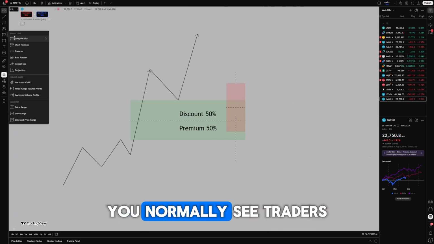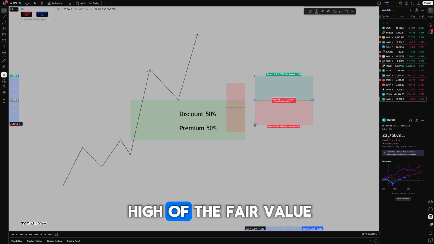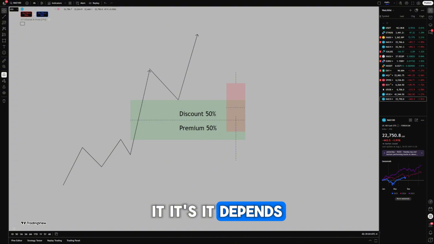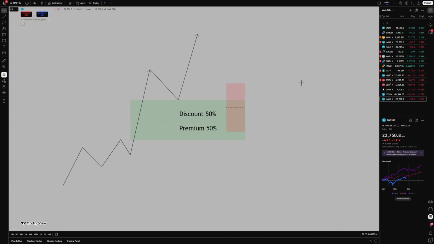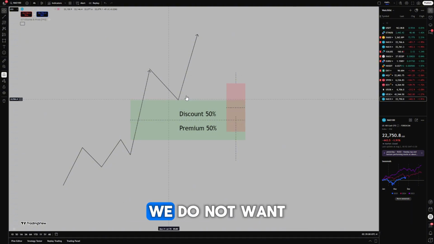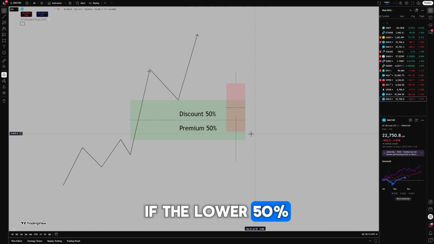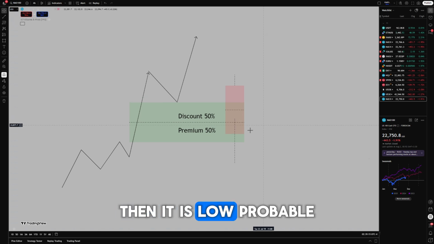Which is why you normally see traders take entries on the high of the fair value gap, but not on the 50%, because it depends on order flow. It depends on order flow. We do not want to see the lower 50% get violated at all. If the lower 50% gets violated, then it is low probable.